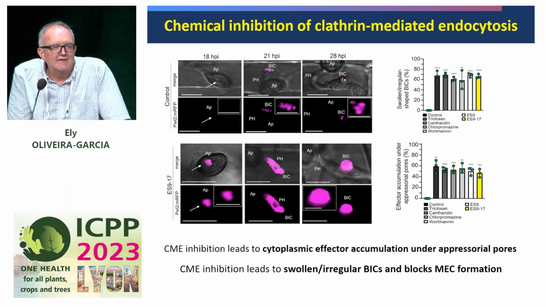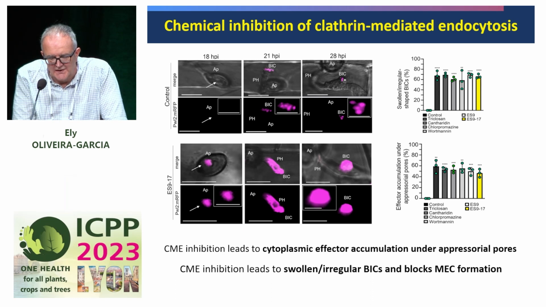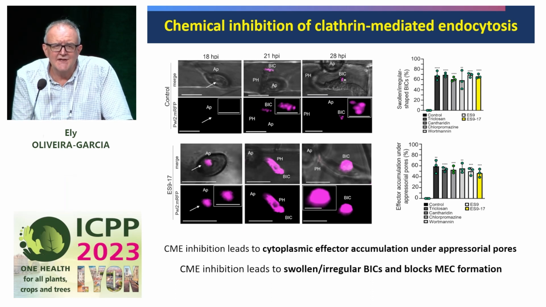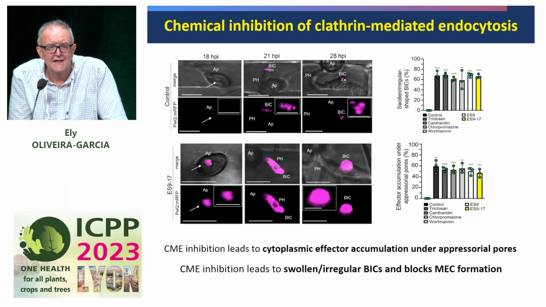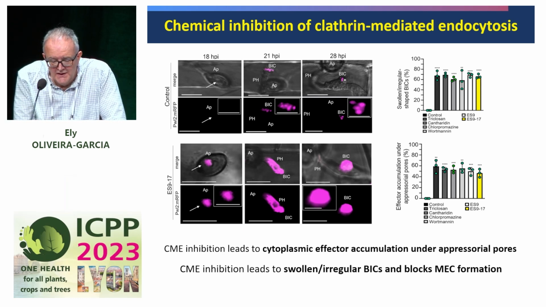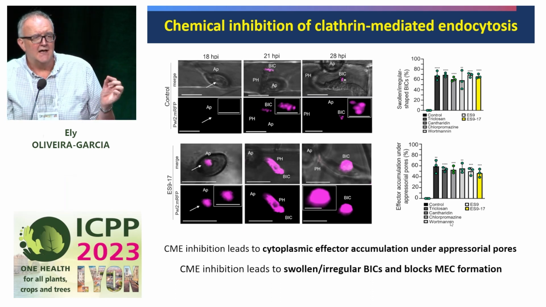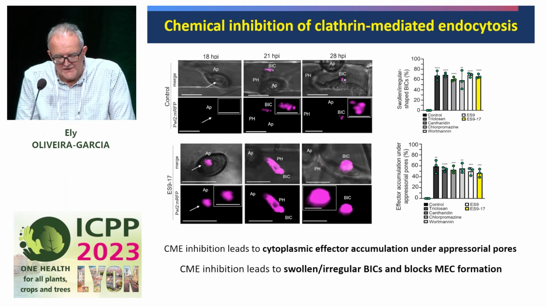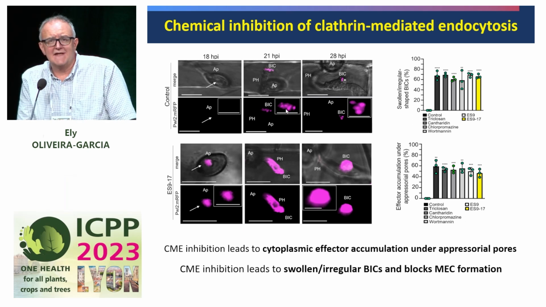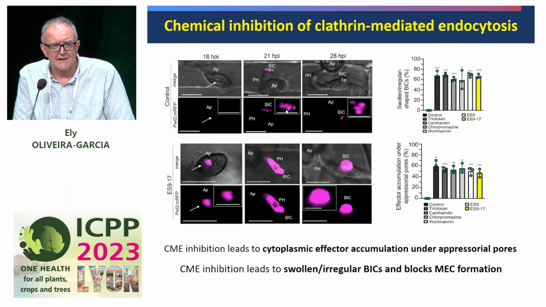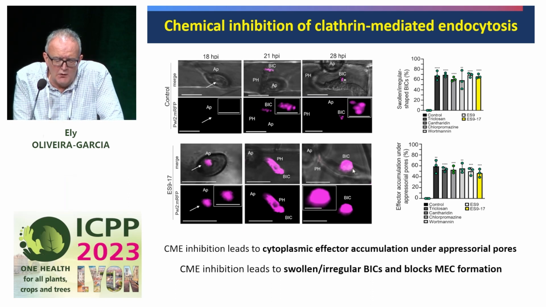So in parallel, we carried out a whole series of chemical inhibition experiments using a variety of different inhibitors of clathrin-mediated endocytosis, and indeed clathrin-independent endocytosis too. And you can see, using triclosan, cantharidin, chlorpromazine, wortmannin, but also in particular the specific CME inhibitors, ES9 and ES9-17, which inhibit clathrin heavy chain, that in those cases, again, we could impair the ability of those MECs to form. So we saw far less of the membranous effector compartments, and instead we saw swollen BIC structures. And those BIC structures even appeared under the appressorium.